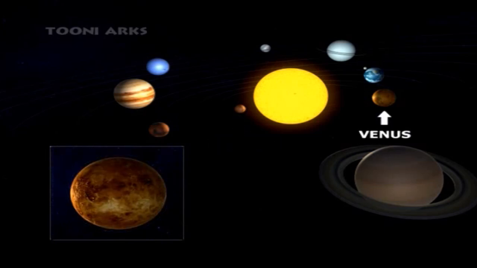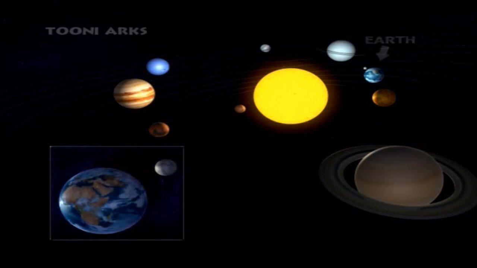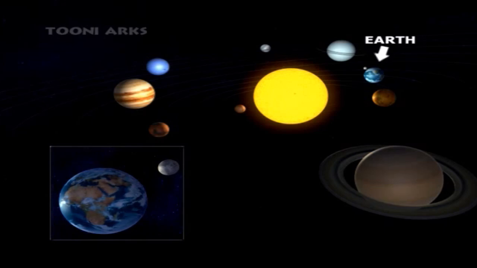Next comes Venus. Venus is the second planet orbiting the Sun. The planet is named after Venus. After the Moon, it is the brightest natural object in the sky. Earth is the third planet from the Sun, and it is the fifth largest of our solar system. Also known as the blue planet, it is a home to millions of species, including humans. Earth is currently the only place where life is known to exist.